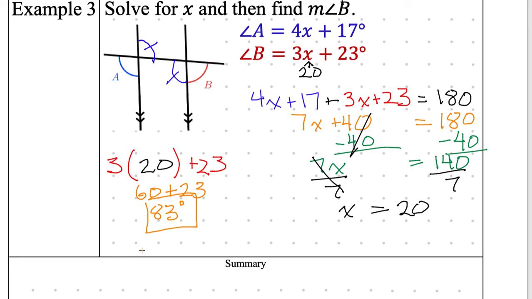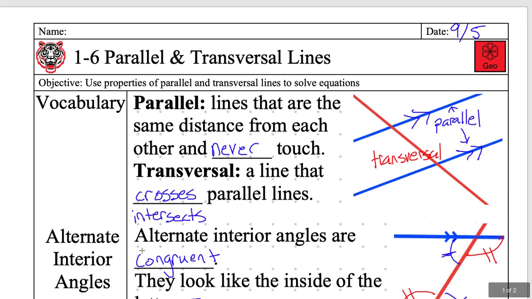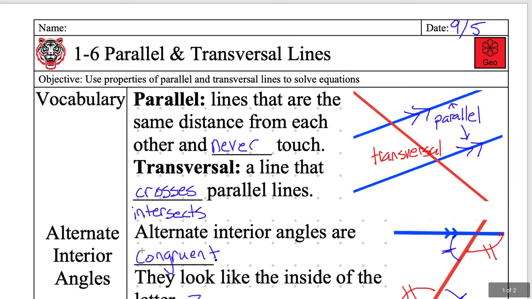Lots of work everywhere. Not the neatest work, but there it is. I know that you guys are working on Khan Academy because you move so fast, but give me a fist of 5 for our objective today. Use properties of parallel and transversal lines to solve problems.